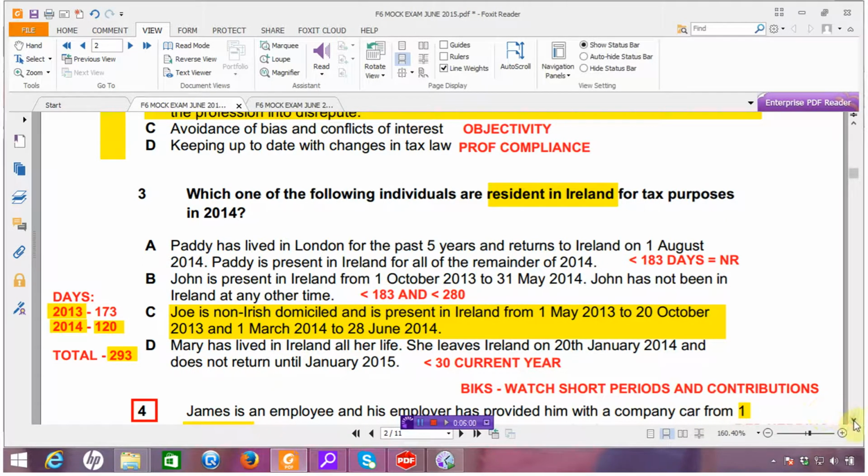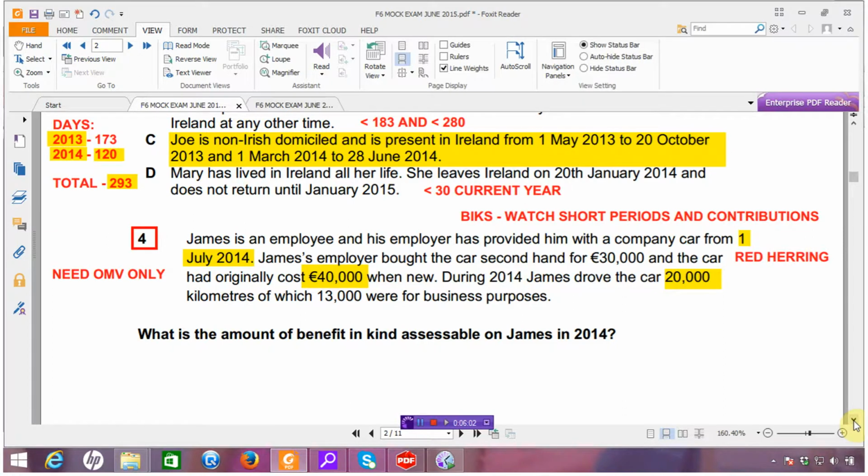Okay. Next question relates to BIKs, again a popular little area. They've done the standard trick here. They've included an individual who has a BIK or indeed a car for only part of the year. So when you're looking at BIKs, always look out for short periods. That's got to be a trick that the examiner is going to play. And outside of that, certainly contributions. So I always tell students in classes where we're talking about benefits in kind: watch for short periods and contributions. If those two things, or at least one of them, aren't in the question, there's probably something wrong with the question.